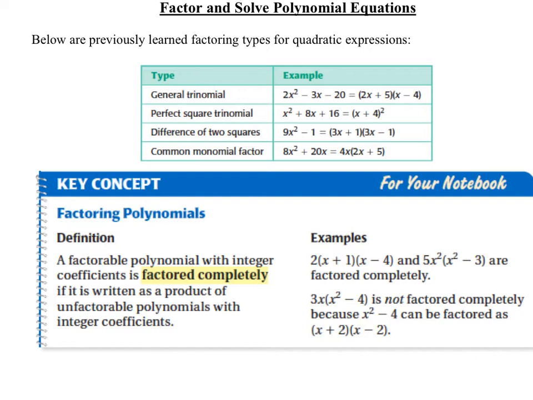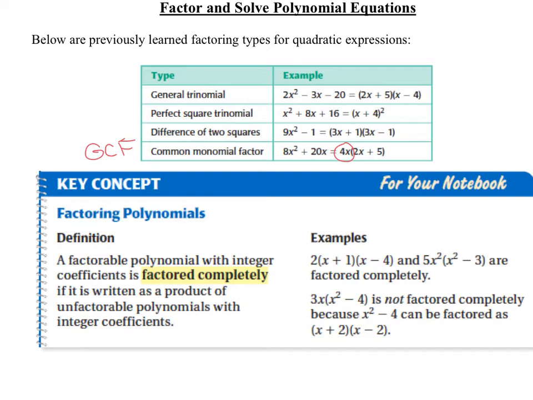Then for the common monomial factoring, that's what we call GCF factoring. So we look for the greatest common factor for all of the terms and factor that out front prior to applying any of the other factoring strategies. Key concept: factoring polynomials. A factorable polynomial with integer coefficients is factored completely if it is written as a product of unfactorable polynomials with integer coefficients.